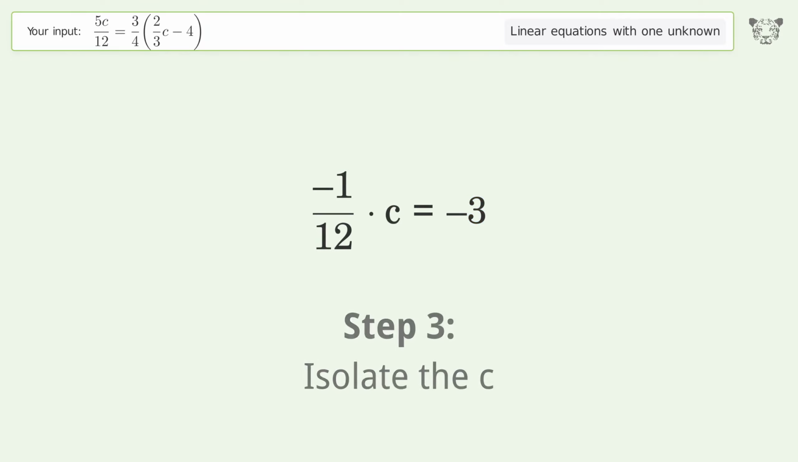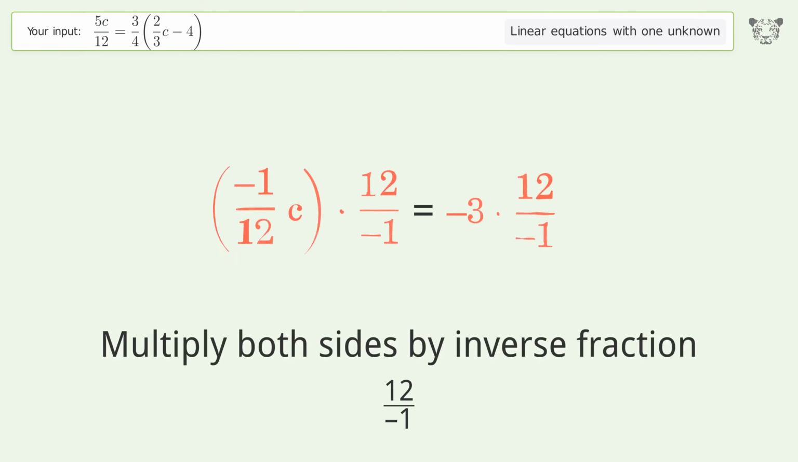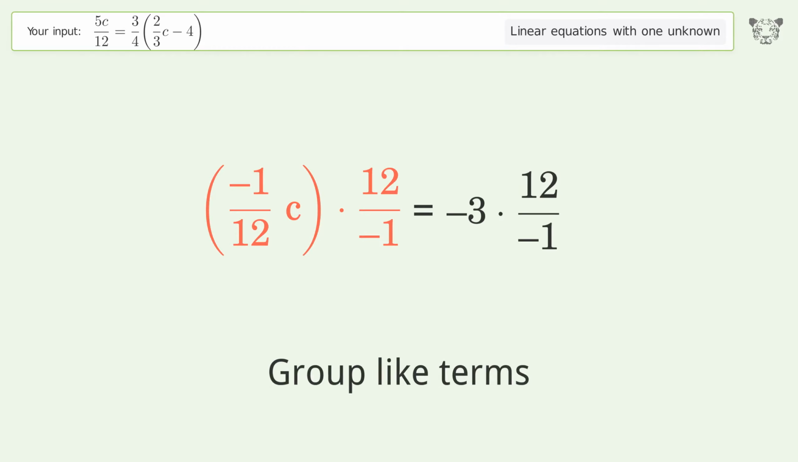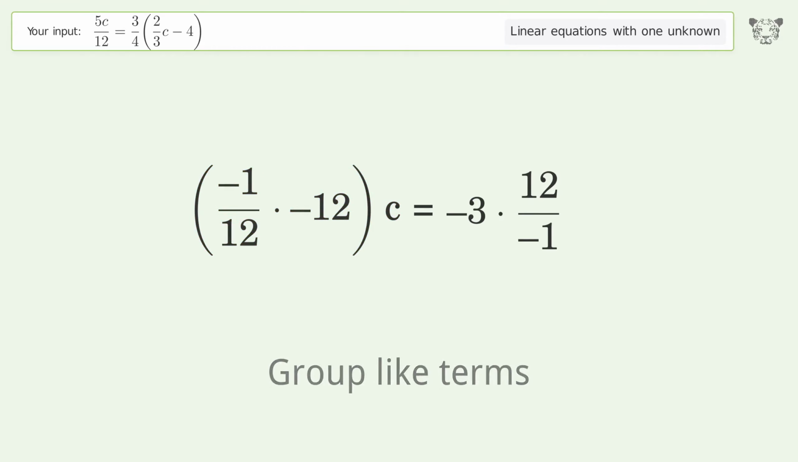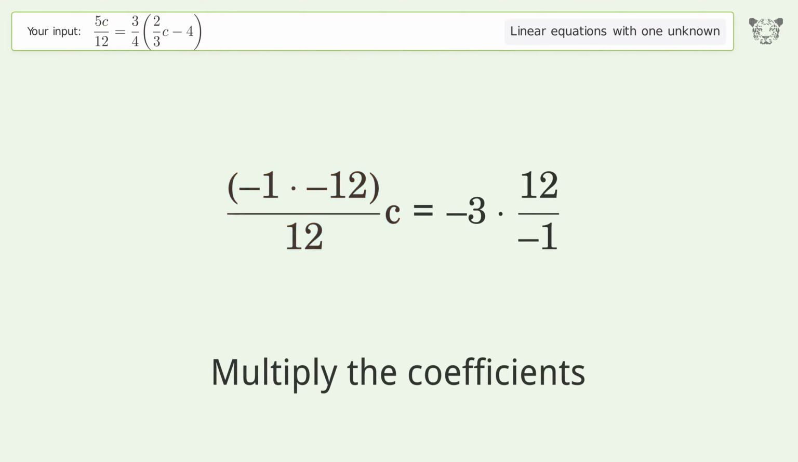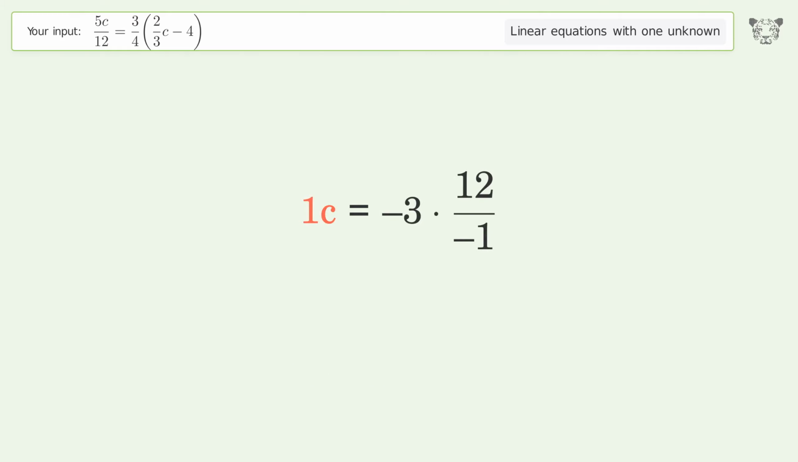Isolate the c. Multiply both sides by inverse fraction 12 over -1. Group like terms. Multiply the coefficients. Simplify the arithmetic. And so the final result is c equals 36.